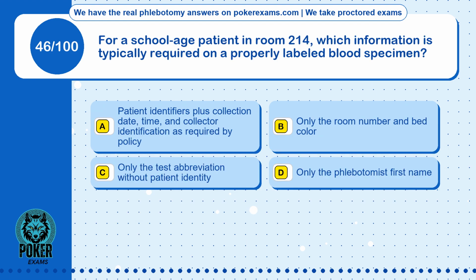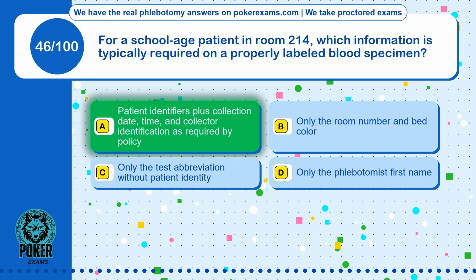Question 46. For a school-age patient in room 214, which information is typically required on a properly labeled blood specimen? Option A. Patient identifiers plus collection date, time, and collector identification as required by policy. Option B. Only the room number and bed color. Option C. Only the test abbreviation without patient identity. Option D. Only the phlebotomist first name.